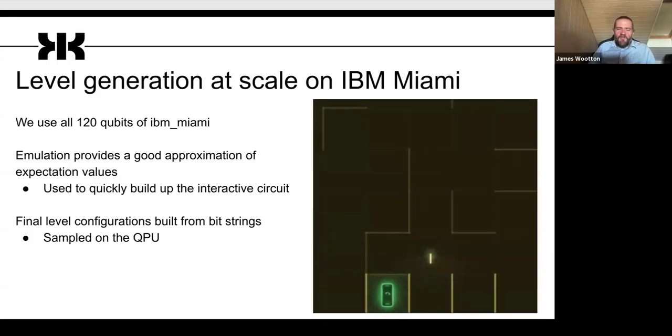And then what we do is run that on a QPU to do what the emulator cannot do, which is sample from different bit strings. And the reason why we want to sample is because the levels aren't built from the expectation values, they're actually built from the bit strings. And we want to get this effect of sampling from different bit strings that come from the QPU to make the level shift as you walk through it.